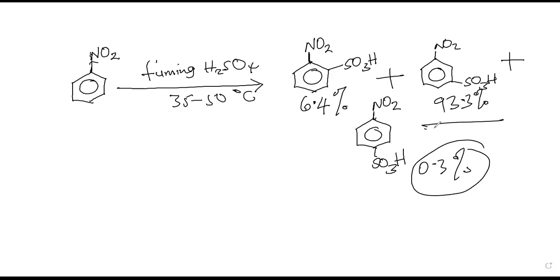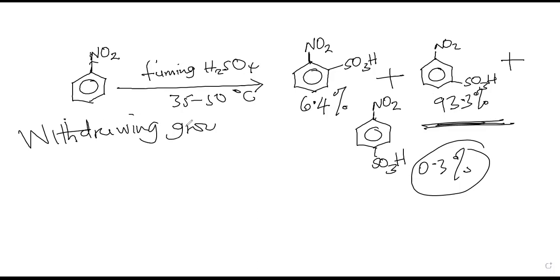What does it mean? It means that those deactivating groups, which tend to withdraw electrons from the benzene ring, making it less electron rich, make the product appear on the meta. So for the withdrawing groups, I want you to note that the main product is on the meta. I'm going to give you a summary of the withdrawing groups.